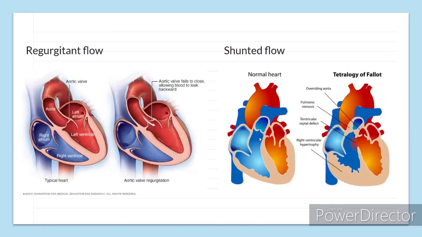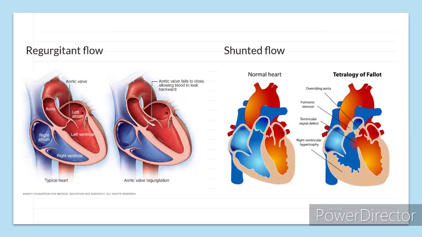So the third mechanism is regurgitant flow, which is backward flow of the blood due to faulty valves. This causes the heart to work harder because it has to pump the same blood repeatedly. Some examples of this are if blood leaks back into the left atrium due to issues with the mitral valve, or if blood flows back into the left ventricle due to issues with the aortic valve.